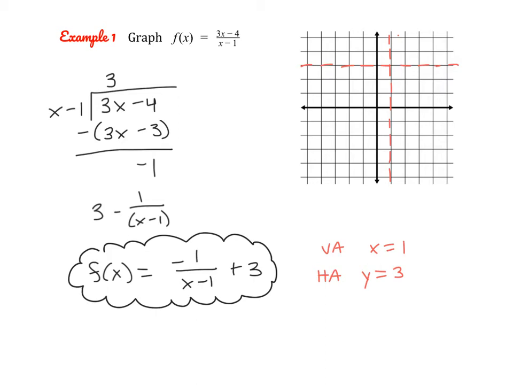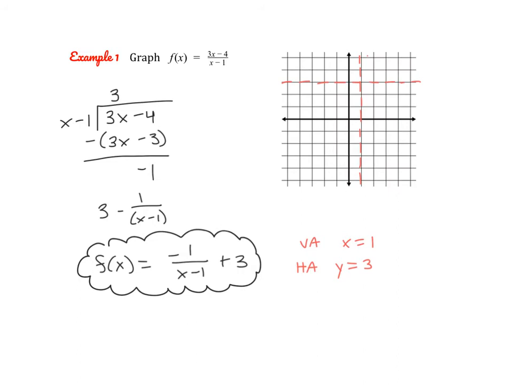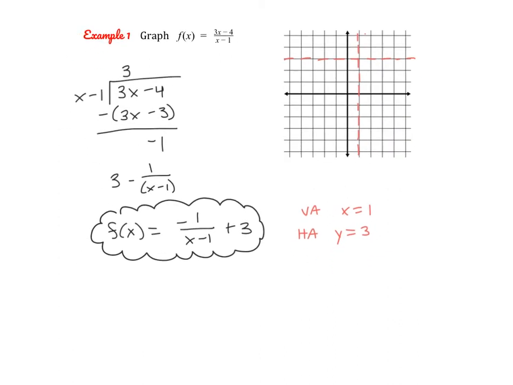And then from here, we just plug in a couple x values to see where our graph falls. So we want some values to the right and the left of our vertical asymptote. Let me zoom out a little more. So we can do maybe f of 2. So if we do f of 2, we get negative 1 over 2 minus 1 plus 3. So this gives us negative 1 over 1, which is negative 1 plus 3 is 2. So we have the coordinate (2, 2).